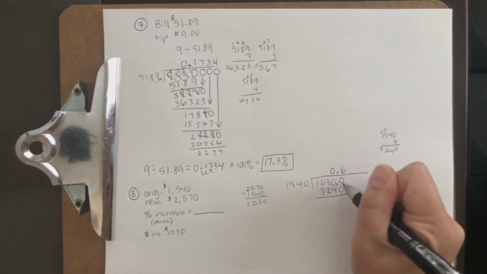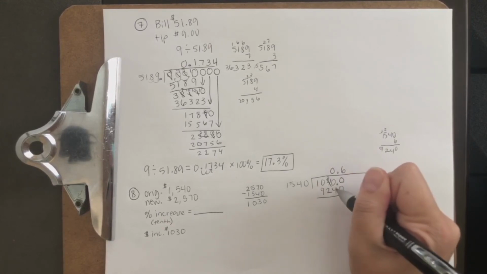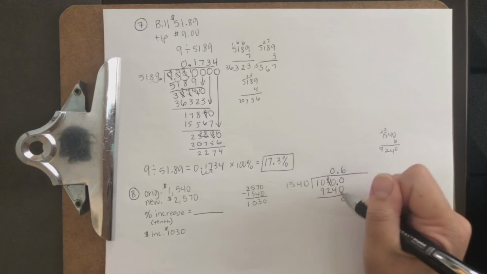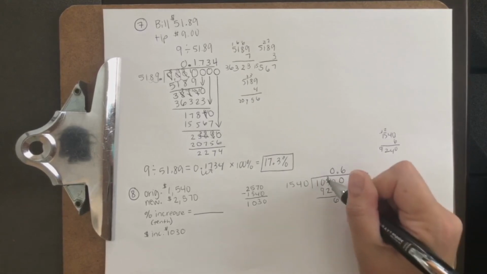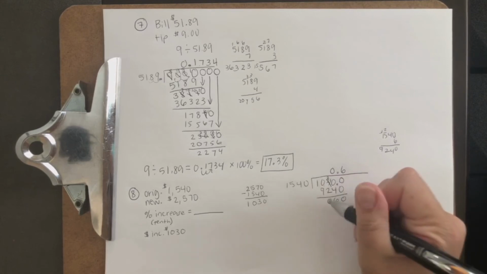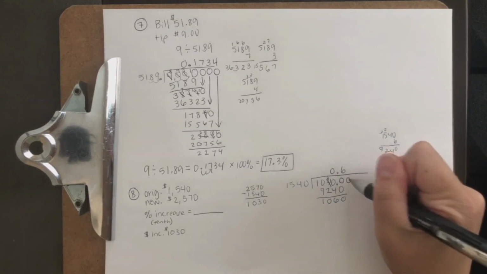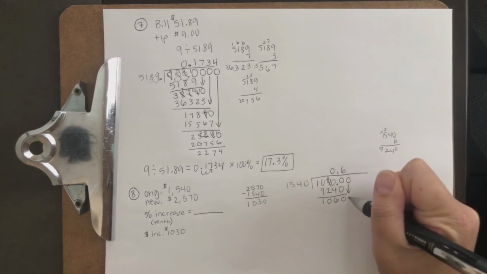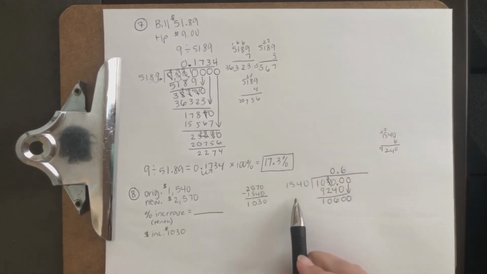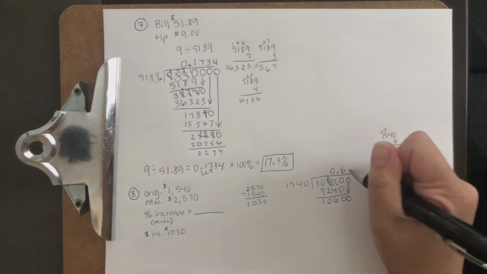So 6 times 1,540 is 9,240. 0 minus 0 is 0. I have to borrow here. 10 minus 4 is 6. 2 minus 2 is 0. And 10 minus 9 is 1. I gotta keep going. I need another couple decimal places if I'm gonna be able to round. So let's bring that down. And, oh, it's about 10,000 again. So it'll be the same thing, 6.